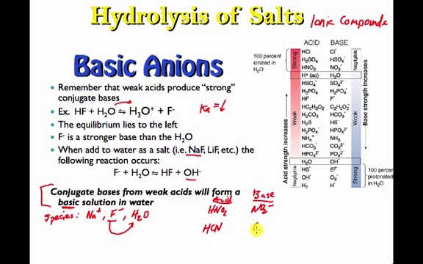HCN, my CN, cyanide ion, is basic. Okay, so any of these conjugate bases from weak acids are going to give us a basic solution. All right, so let's continue on here and look at the other ones.